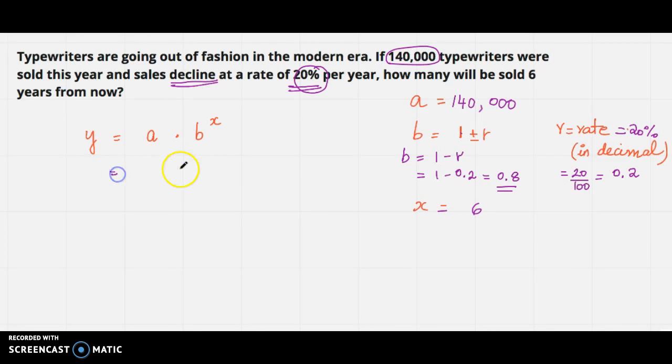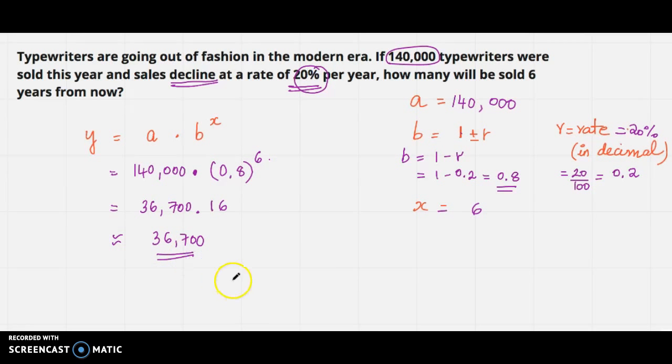So all we have to do is plug the numbers into the formula and solve. Instead of A, we have 140,000. Instead of B, we have 0.8. And instead of X, we have 6. Remember, this dot right here is multiplication, and that's a decimal. So first you put 0.8 to the power of 6 in the calculator, get the answer, and then multiply that answer with 140,000. You're going to get a decimal here, which is 36,700.16. But since this is asking for the number of typewriters, we should round that to the nearest whole number, because you can't sell 0.16 of a typewriter. So this is approximately equal to 36,700 typewriters. That is the answer for question number 4.